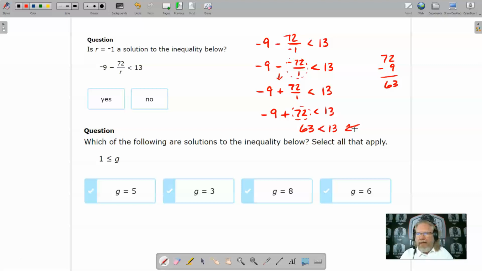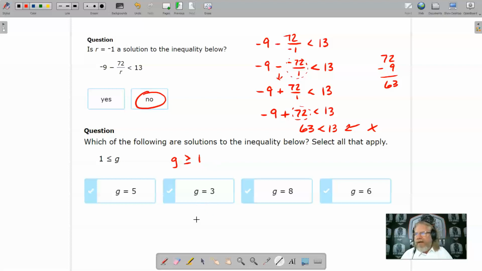Now, is this statement true? There's a lot of work there, right? But I could have done it a little bit faster, but I wanted to show you every step along the way. So 63 less than 13, that is not a true statement. So the answer is no, this is definitely not correct. On this one here, probably be easy enough to go through and check those. But again, I like my variables on the left, my numbers on the right, and it's pointing at 1. So let's make it continue to point at 1.